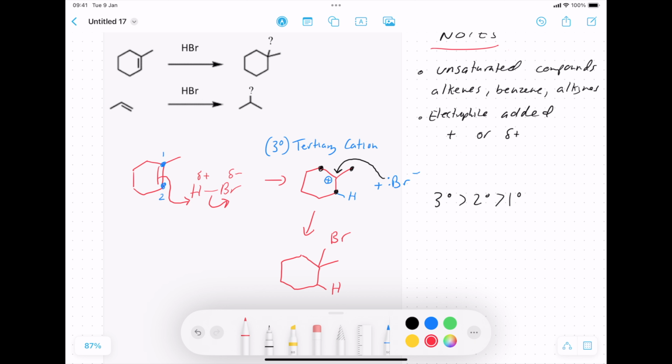Okay, right. So what I'd like you to do now is, I've just done this one, example number 1. I would like you to try example number 2. And I want you to think about what I just said in terms of the intermediate being formed and cation stability. And then that will hopefully lead you to the correct answer for the product, of which you can check using the answer scheme below this video.